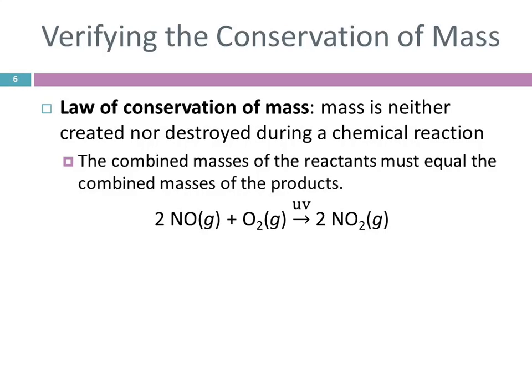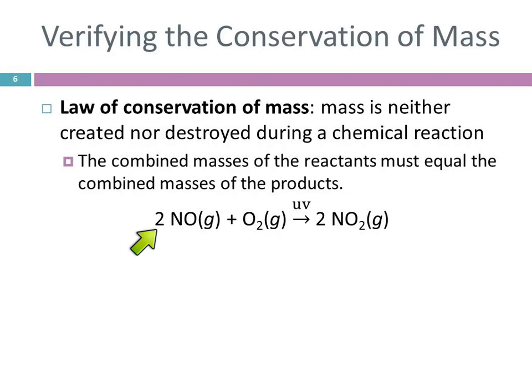Remember the law of conservation of mass? Mass is neither created nor destroyed during a chemical reaction. And we can confirm or verify this looking at these equations. The combined masses of the reactants must equal the combined masses of the products, right? If we can't create or destroy mass, then all of the mass that we start with must show up as mass of the product. And honestly, I can't remember exactly what I was planning to do with this slide, but I'll make something up.